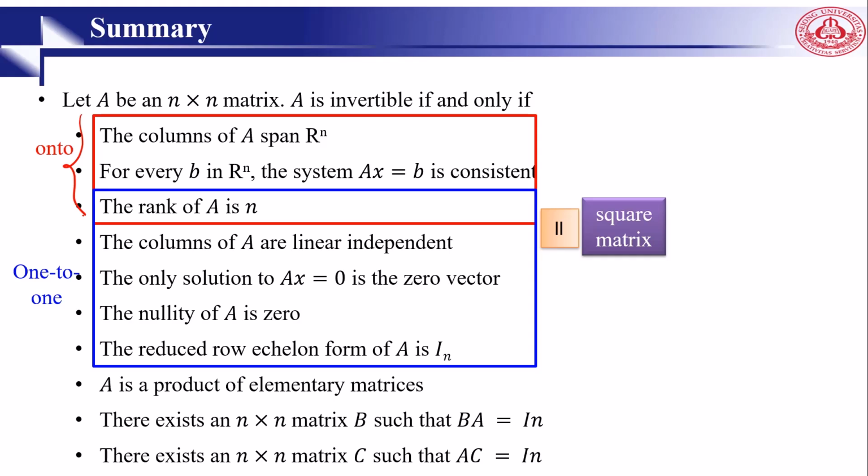So three conditions: it is onto, the columns of A span R^n. For every b, I already explained this one by one, for every b in R^n the system Ax = b is consistent, and also the rank is n. Then we come to one-to-one. This case is both one-to-one and onto, and all square matrices.